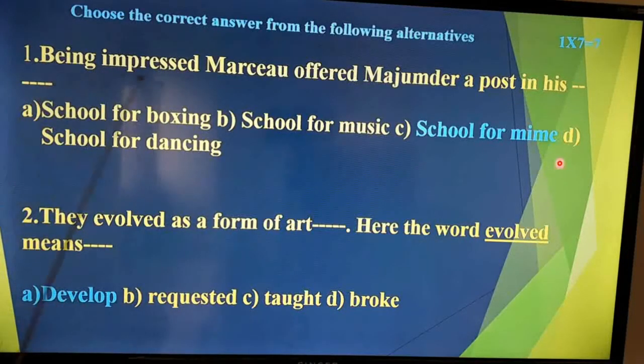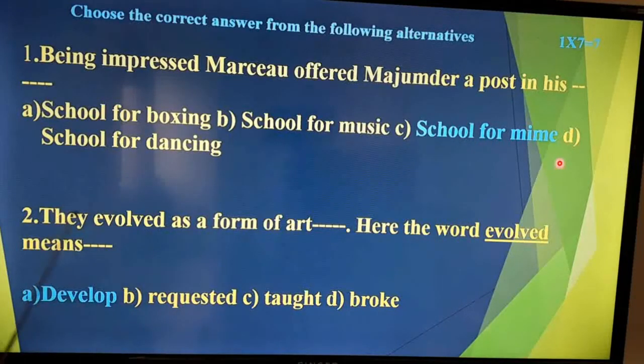Look. Being impressed, Marcio offered Majumdar a post in his what? Can you remember? Marcio gave him a chance. In where? School for boxing, school for music, school for mime, school for dancing. What is the answer? You can see. School for miming. You write that one.